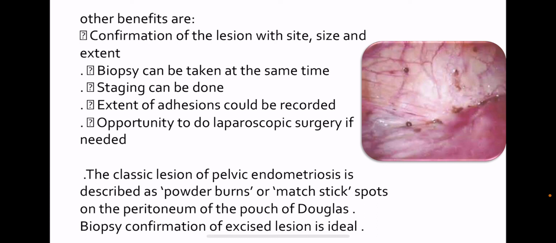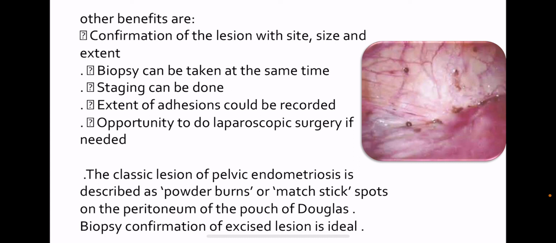We can assess the extent of the adhesion. Opportunity to do the laparoscopic surgery if needed. Then and there, if it is required, we can do the laparoscopic surgery as well. These are the benefits.